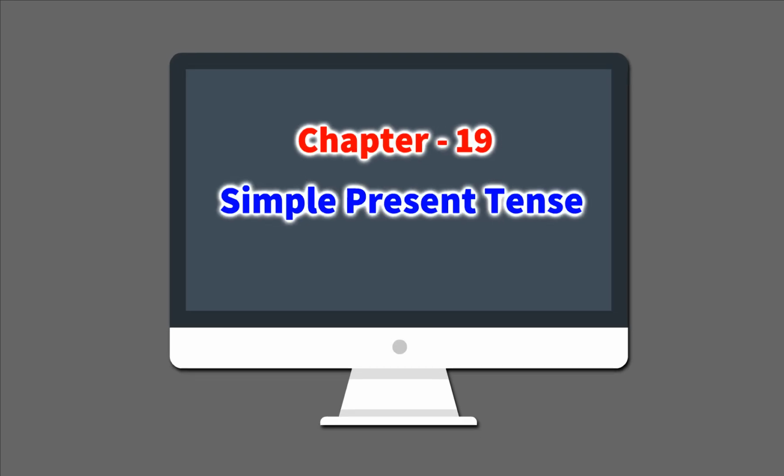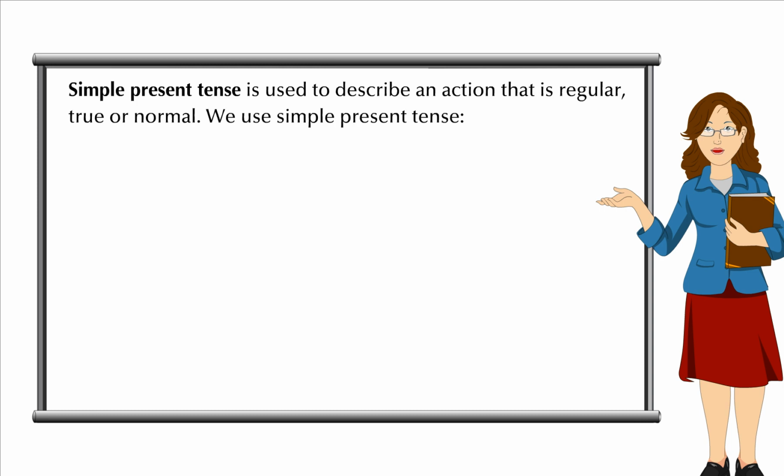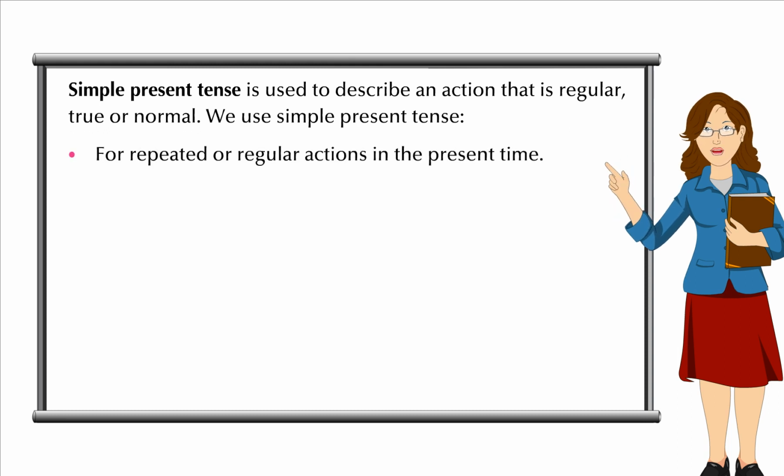Chapter 19. Simple Present Tense. Simple present tense is used to describe an action that is regular, true or normal. We use simple present tense for repeated or regular actions in the present time.